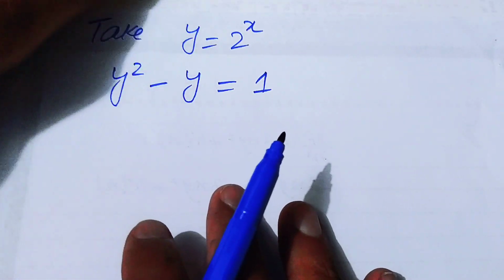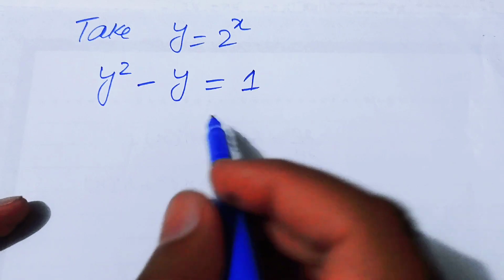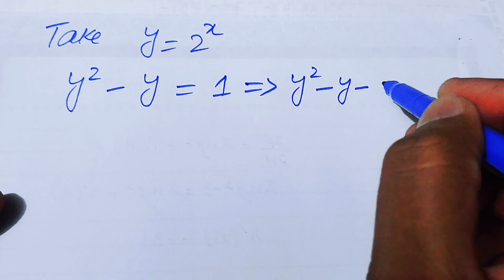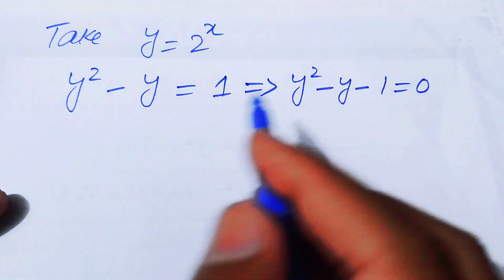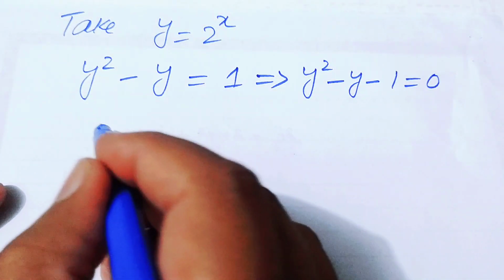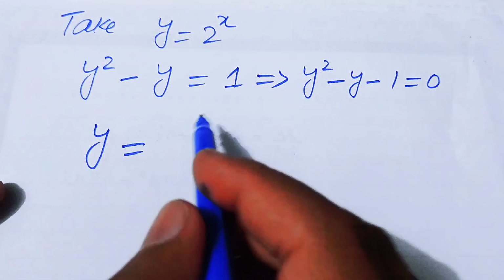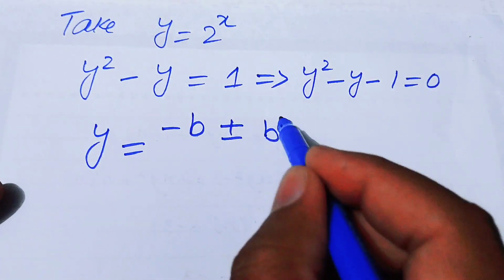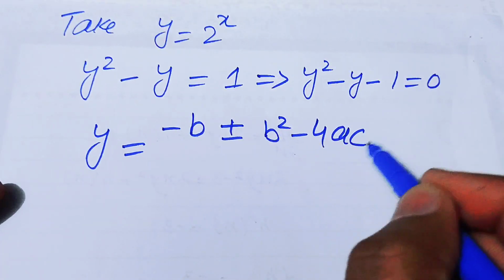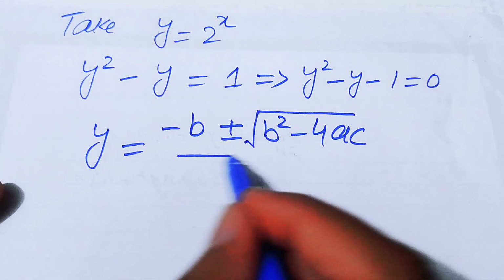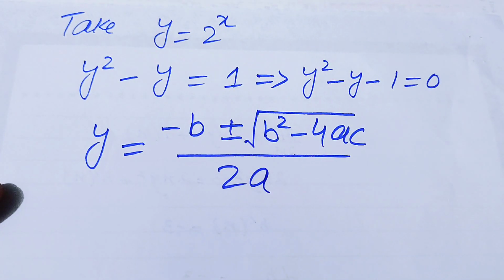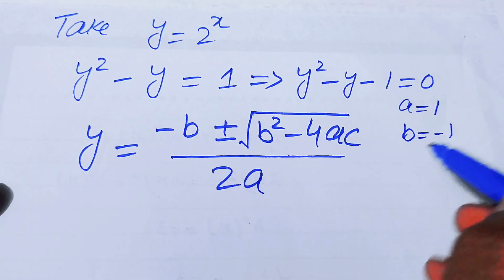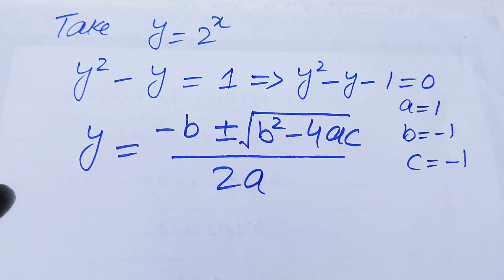And now I can just solve this quadratic form, and here we will rewrite this equation as y square minus y minus 1 is equal to 0. So this is the quadratic equation, and now we can solve this quadratic equation by using the quadratic formula. And you know that the quadratic formula is minus b plus minus square root of b square minus 4ac over 2a. And here you have the value of a is 1, value of b is minus 1, and the value of c is also minus 1.